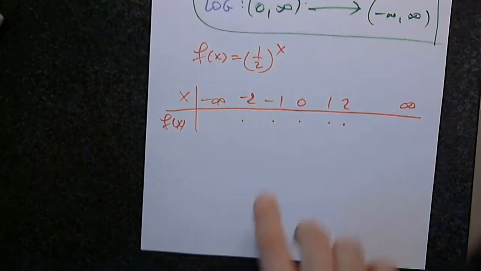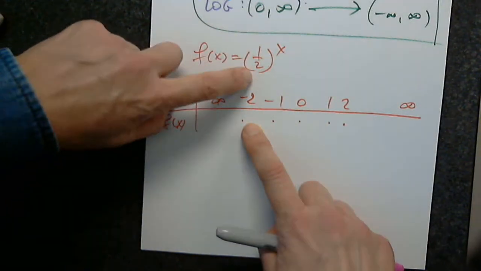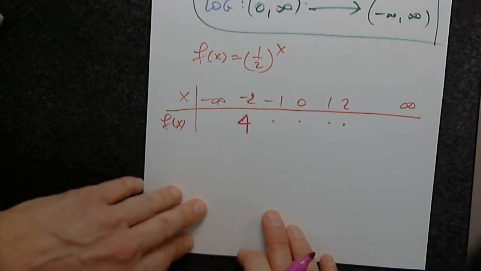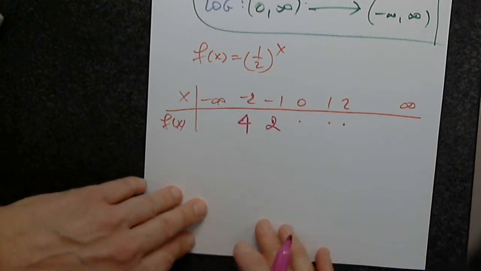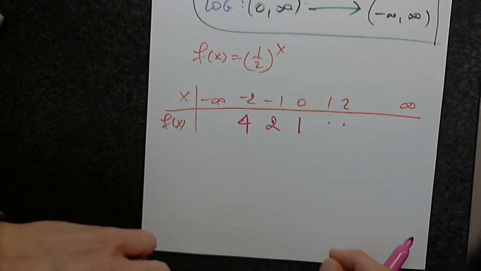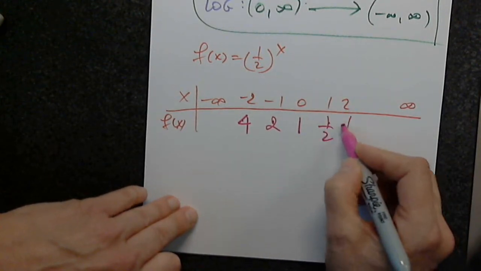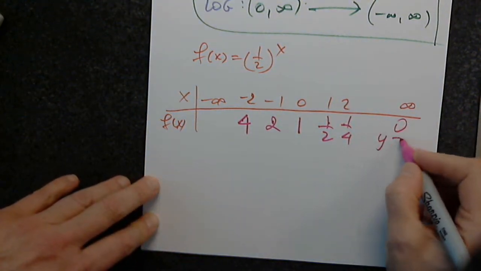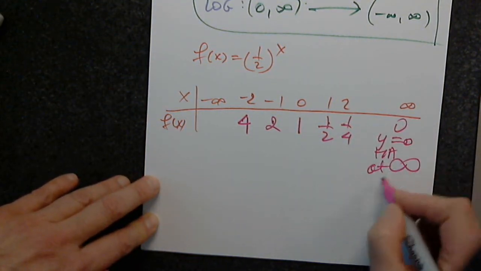Okay, so can anyone plug in negative 2 and give us an answer for 1/2 raised to negative 2? Excellent. For negative 1? 2. Excellent. For 0? Of course, when I raise a number that is not 0 to 0, it is always 1. And 1/2 and 1/4. I want the end behavior. Let's go this way now. 1/2, 1/4, 1/8, 1/16. Correct.